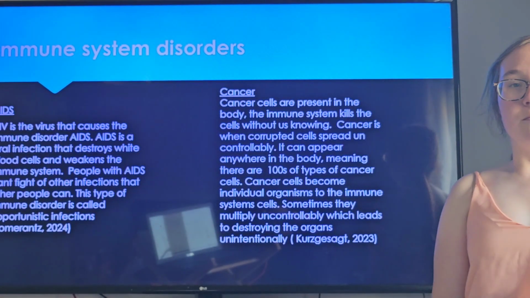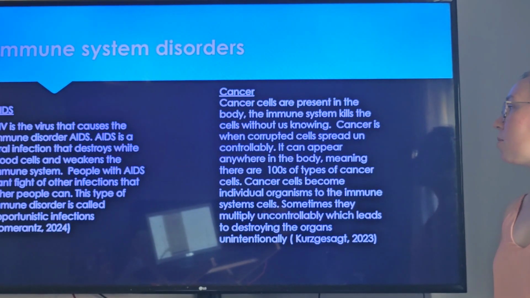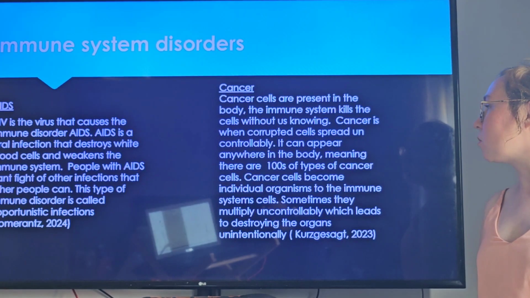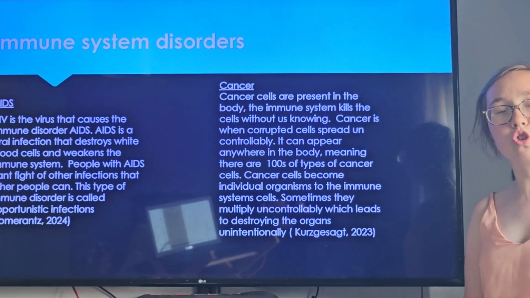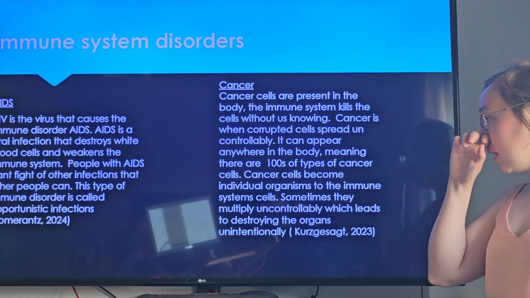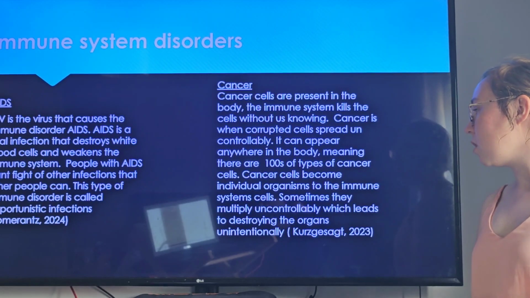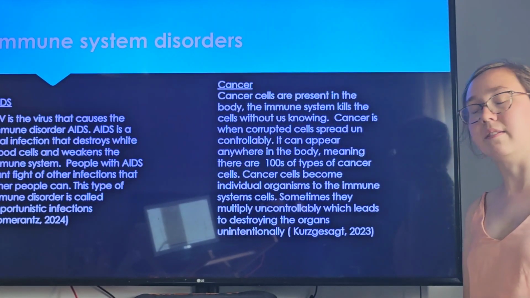Another type of immune system disorder is cancer. Cancer cells are present in the body. The immune system kills the cells without us even knowing. Cancer is when corrupted cells spread uncontrollably. It can appear anywhere in the body, meaning there are hundreds of types of cancer cells. Cancer cells become individual organisms to the immune system cells. Sometimes they can multiply uncontrollably, which leads to destroying the organs unintentionally.